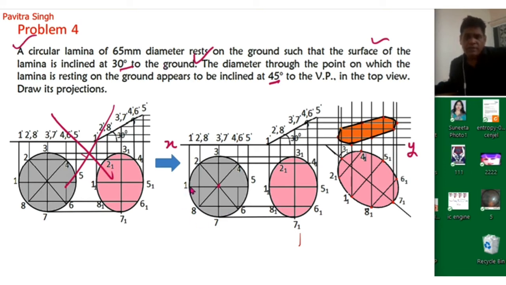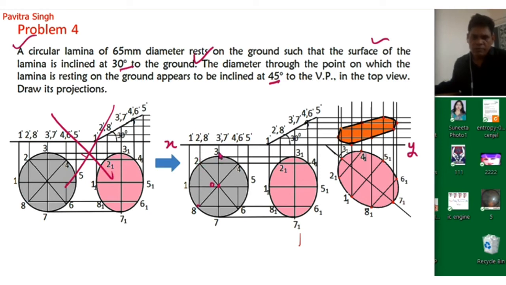Now we have selected 8 points on the periphery of this circle. So this is point 1, 2, 3, 4, 5, 6, 7, 8. So there are 8 points. It may be 16, 20, 24 as per your choice. So I have selected 8 points. Now I will draw vertical projections towards this XY line.